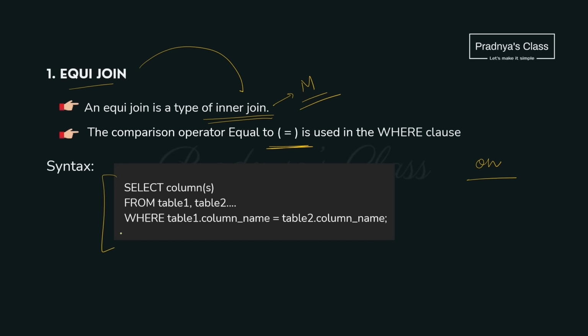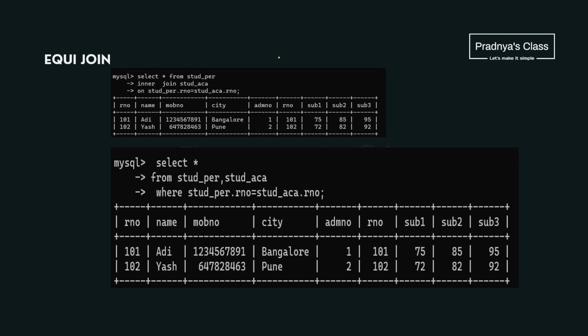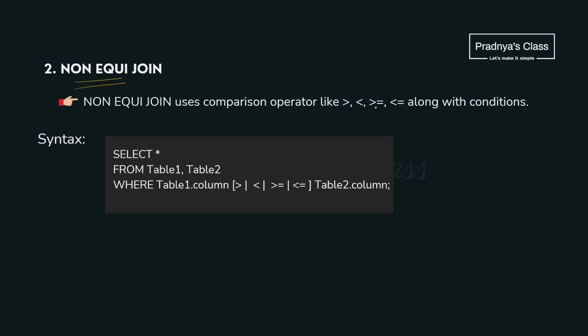So look at the query. Select columns from table 1, comma table 2, where table 1 column name equals table 2 column name. Based on the common column, we are extracting the record from both the tables. So this is how we write the inner join, but in case of equijoin, we write the query like this. Look at the output, records are exactly same. So from equijoin, it is understood that we are comparing the two common columns and we are using this comparison operator equal to. Whereas in case of non-equijoin, we are using these relational operators.